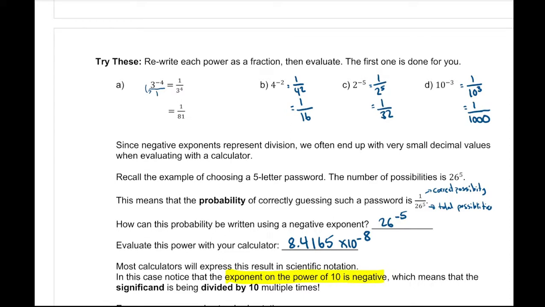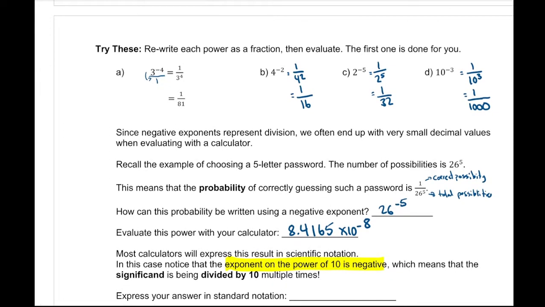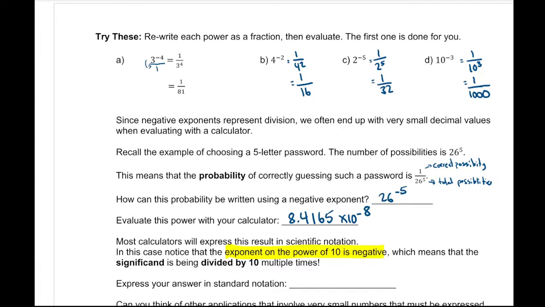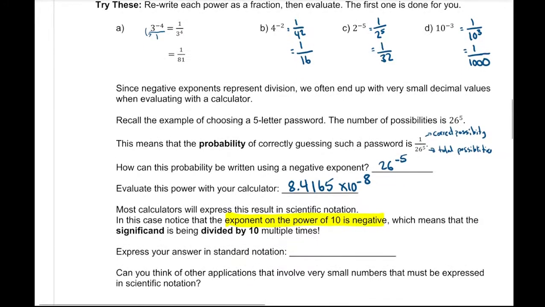When we've dealt with scientific notation, our powers have been 10 to the power of a positive integer. This means that the significand is being multiplied by 10 multiple times, which we saw when we had very large numbers. When we have very small numbers, we're going to be dividing the number by 10. And it works in a similar way.